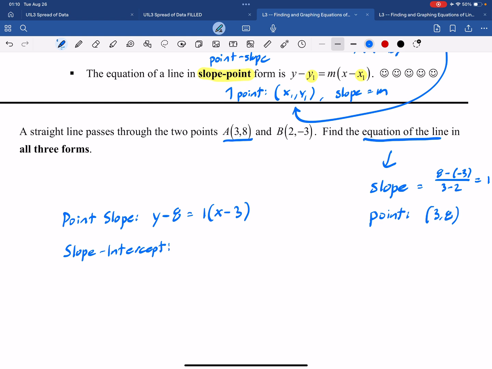Okay, and that's mx plus b, right? Y equals mx plus b. So we've got to do a couple of things. We have to distribute this 1 through, but really we've already got that. So it's x minus 3. We need to move this over. We need the y isolated.